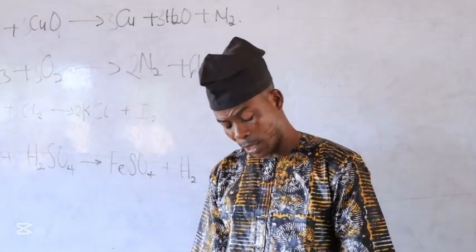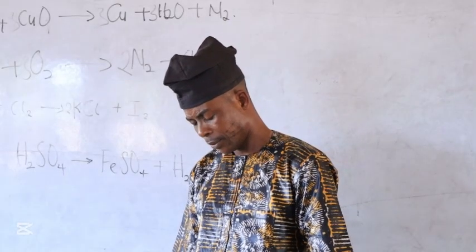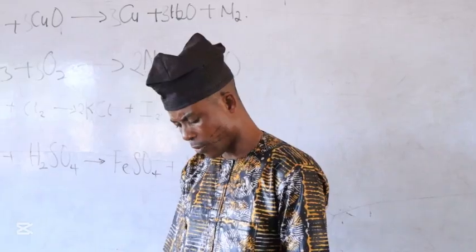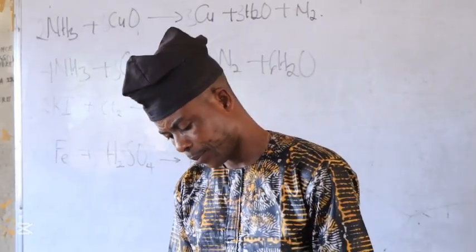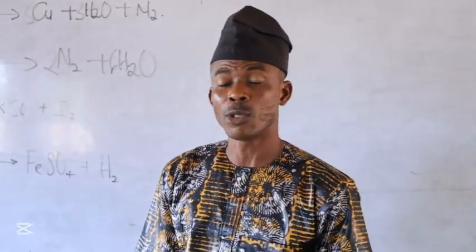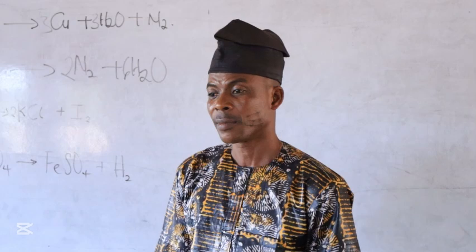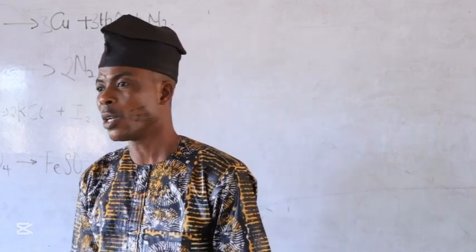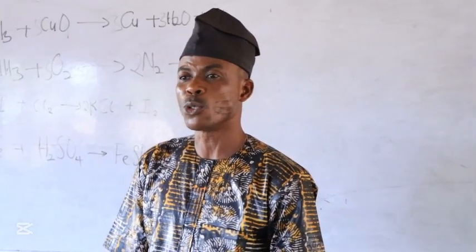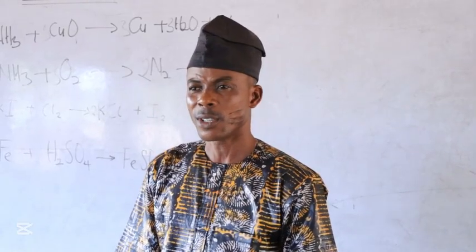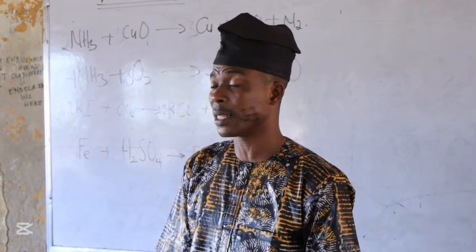Then finally, reaction between aqueous lead-2-trioxonitrate and hydrogen chloride. Anybody? This is also very simple. Do you have any other person apart from Victoria that can write the equation? Equation between lead-2-trioxonitrate and hydrochloric acid or hydrogen chloride gas.